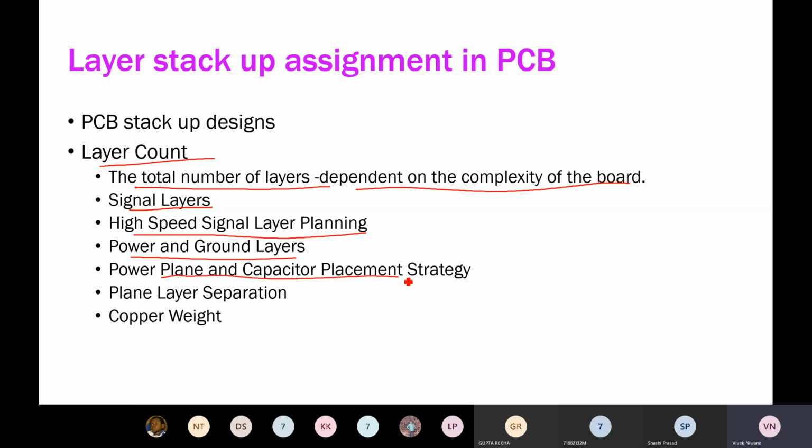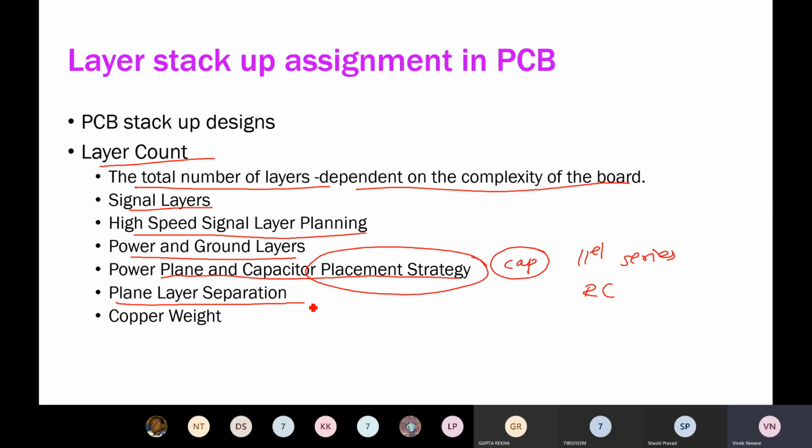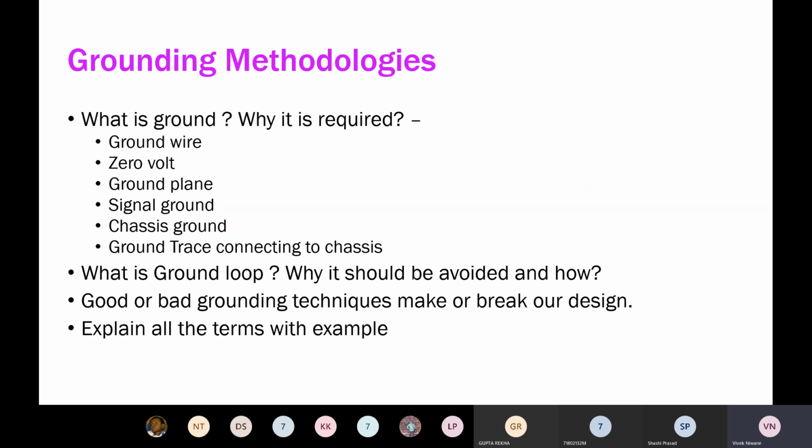Then ground plane and capacitor placement strategy, yeah, is important because this is going to create lots of capacitance. Sometimes those will be in parallel or sometimes those will be in series, which are going to increase our RC component and in turn propagation delay. Then plane layer separation, we are going to see that as image planes and copper weight. This is very important because if you use more amount of copper, this will lead to more amount of I square R losses.